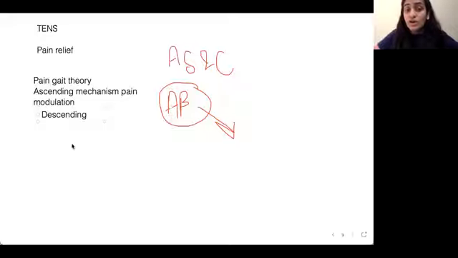The other theory is called a descending mechanism. In the descending mechanism, if you're providing noxious stimuli, it causes the release of endorphins and enkephalins, and endorphins and enkephalins block the release of substance P, thereby reducing pain. Is that clear? Okay, now we go about doing the types of TENS, and hopefully this explanation is going to help you with the types of TENS, okay?